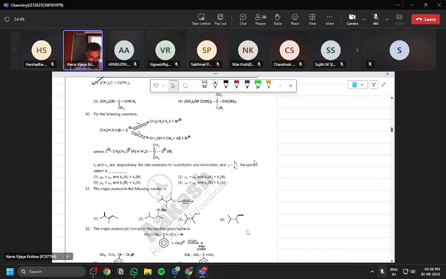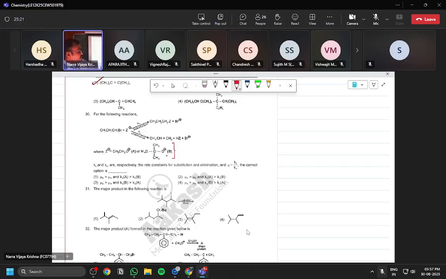Question number 30. Bromopropane in presence of some nucleophile or maybe base. There is competition between substitution and elimination. Both are happening. Now see this. This is a bulky base, right? Or I can say this is a very strong base, because of donating groups the negative charge over oxygen is high. So it is a very strong base, and a strong base will try to eliminate.